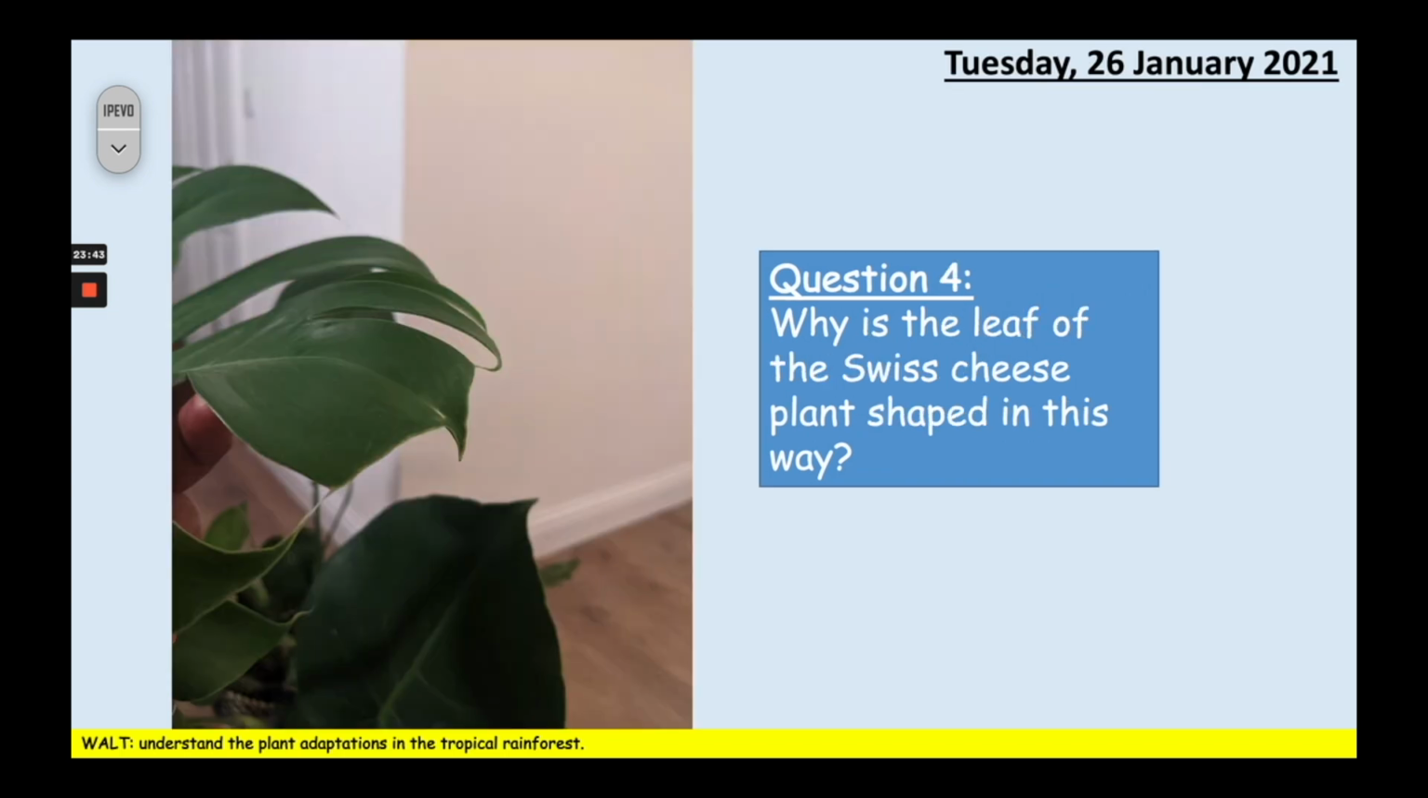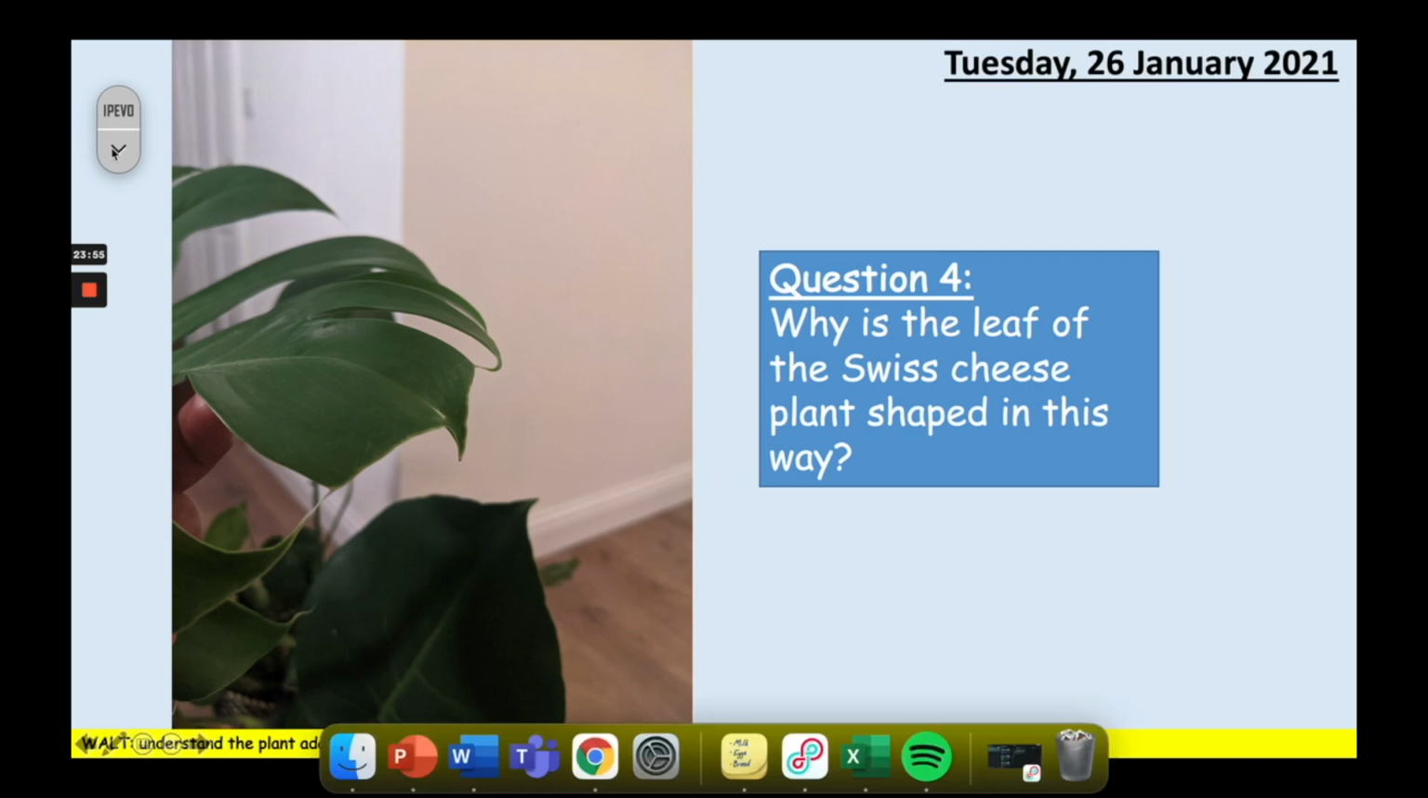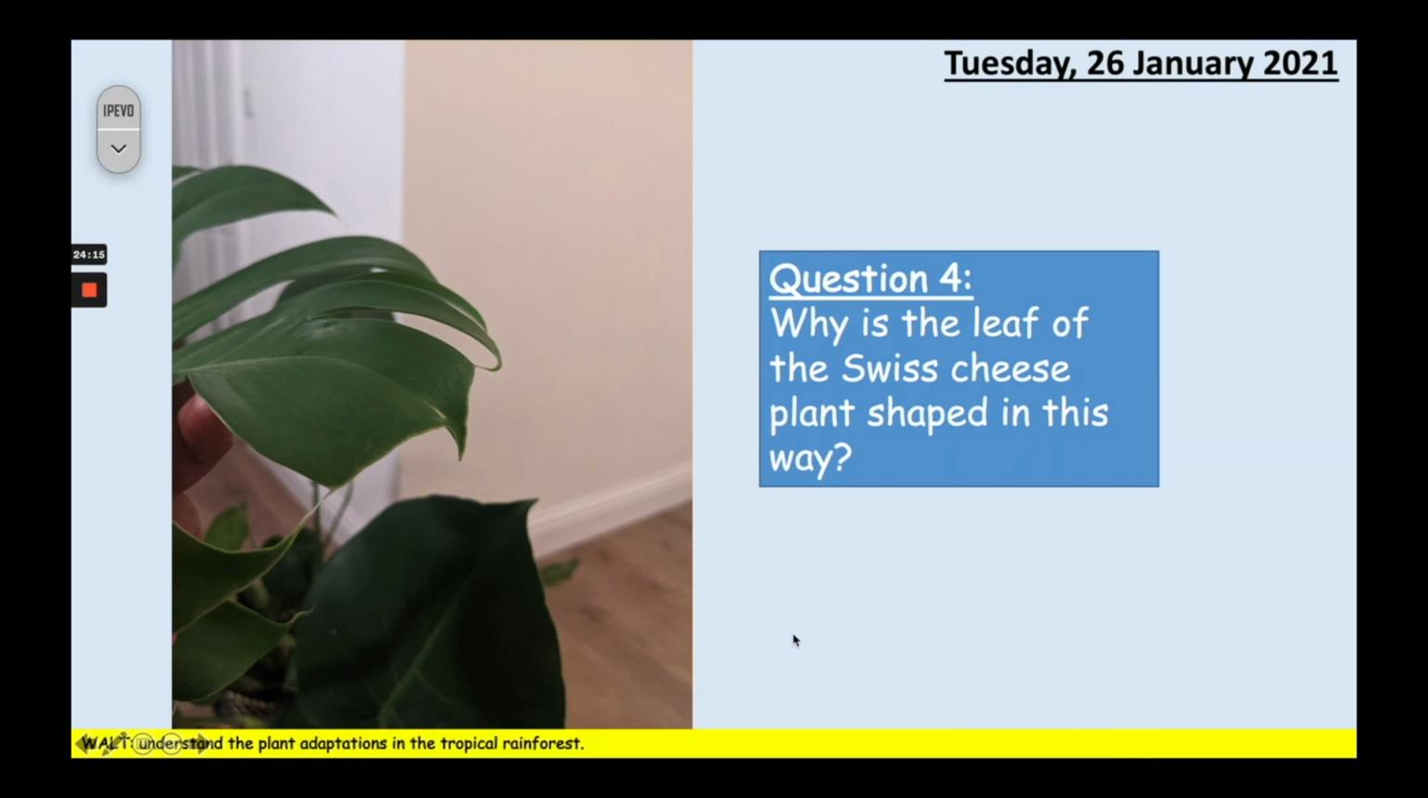Okay then, question number 4. Exactly the same as before. So 2 minutes to tell me, why is the leaf of the Swiss cheese plant shaped in this way? And I'm focusing on the tip of the leaf here. So I'm focusing on this part of the leaf here. So why is that part of the leaf shaped in that way? So 2 minutes to answer that question. Pause the video now.